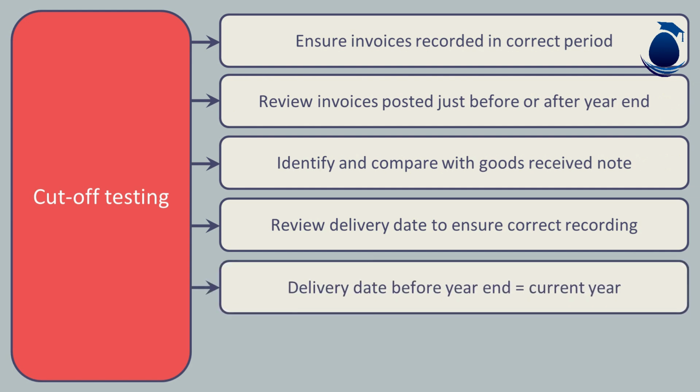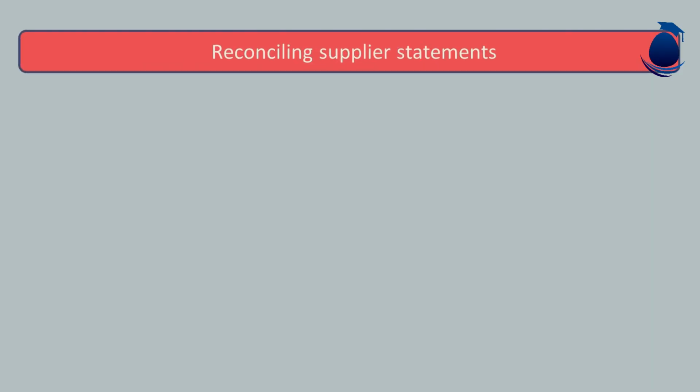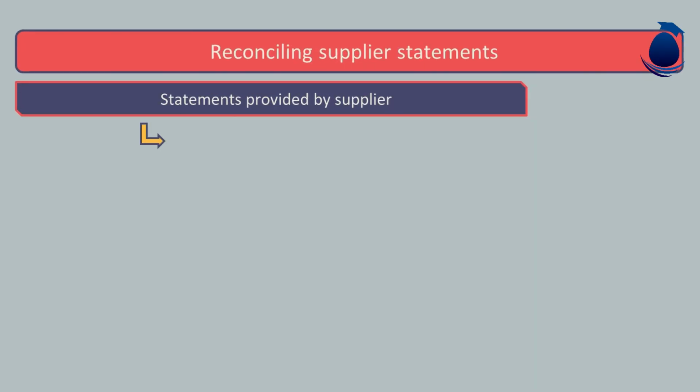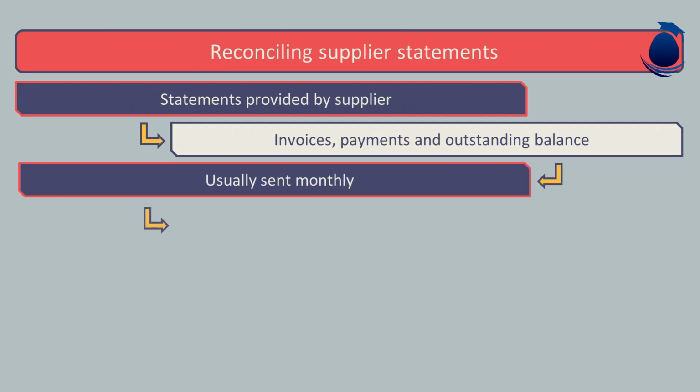If the delivery date is on or before the year end, the purchase and liability belongs this year. If not, it belongs in the following year. The client would receive supplier statements from the suppliers, which will show the transactions such as invoices and payments made and the outstanding balance. These are usually sent monthly.